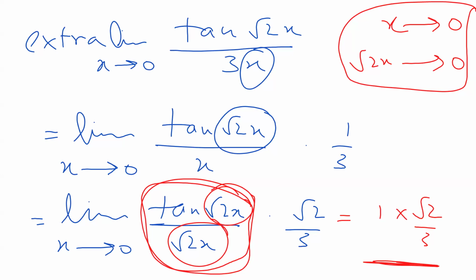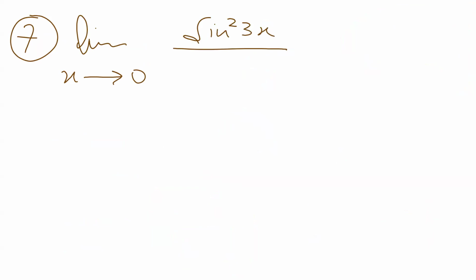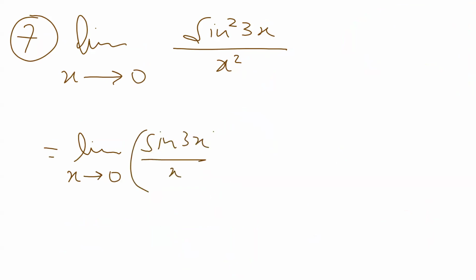Let's go to question number 7. Limit x approaches 0, sine square 3x upon x square. Now the best part over here is in the numerator also there is a square, denominator also there is a square. So I'm going to group this. Sine 3x upon x the whole square. So I'm taking square common outside.